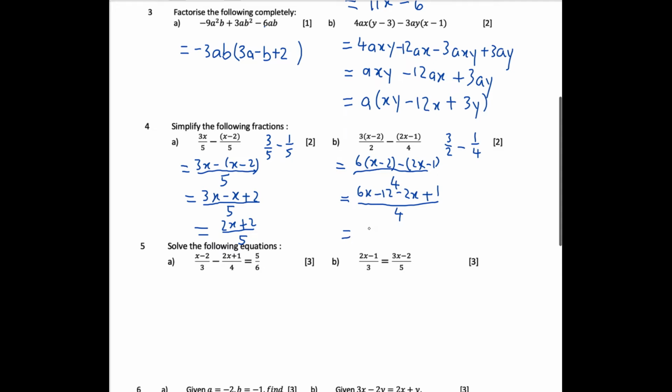Six x minus 2x is 4x. Minus 12 plus 1. We need to take out a negative 1 to have a 0 pair. So that leaves us with a negative 11. So negative 12 plus 1 will be a negative 11.